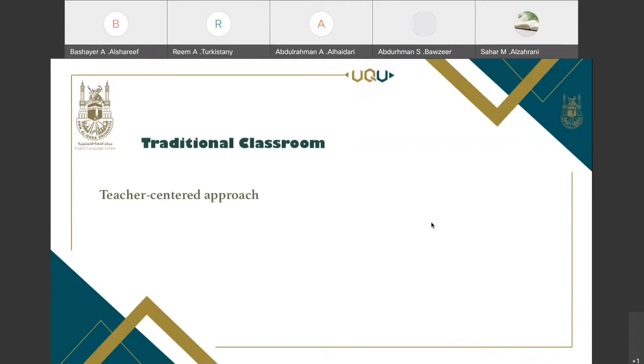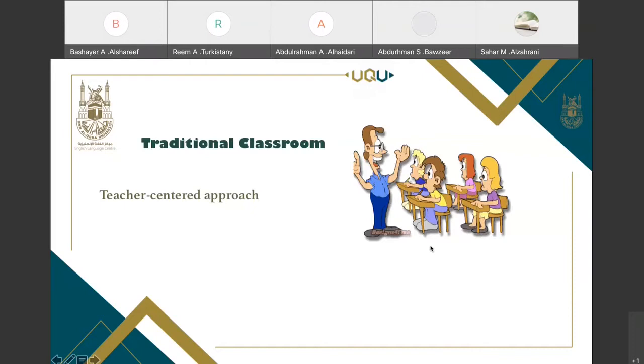the audiolingual method, or the direct method, or whatever other methods we can use, or the grammar translation method, it's all characterized by being a teacher-centered approach. And if you look at this picture, it will characterize very well the teacher-centered approach. Teacher is the center of the classroom.